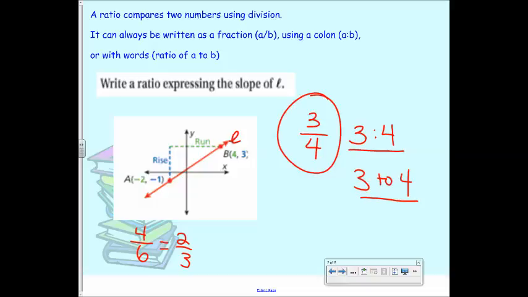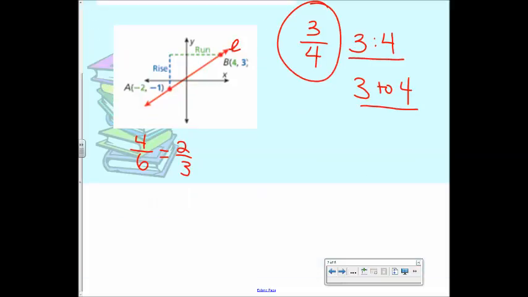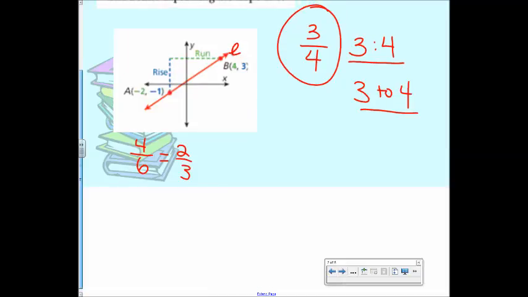Remember that rise always goes first, which is why the slope formula is rise over run. So again, moving on the y-axis and then moving on the x-axis.